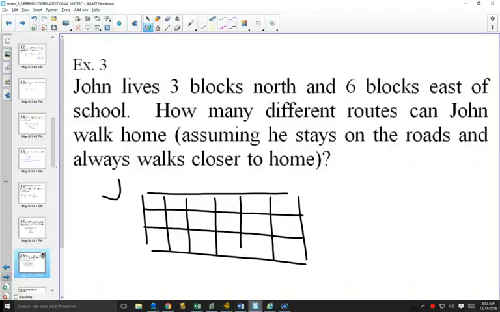Top left, bottom right. He's got more than one house? Wouldn't it be bottom left? He lives 3 blocks north, so his house has to be north, and 6 blocks east. Oh, look at that, you guys. Yeah. You would have got it if I would have given you 5 guesses. All right.